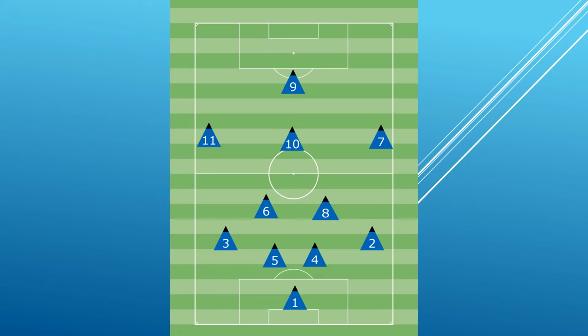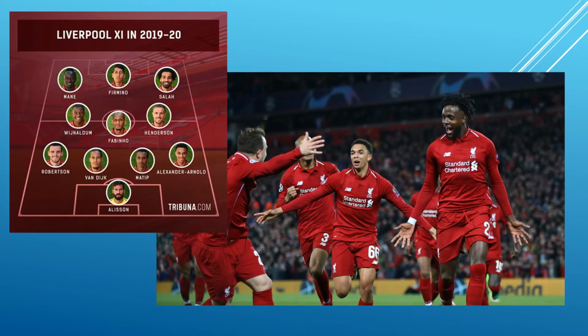Formation numbering systems are described back to front, sometimes with the goalie listed, but more often than not the goalie is left out because it is assumed that all teams are playing with a goalie. For example, here is a 4-2-3-1. We have 4 defenders, 2 defensive midfielders, 3 attacking midfielders, and 1 striker. There are other examples, including this Liverpool team from 2019, which is a 4-3-3.